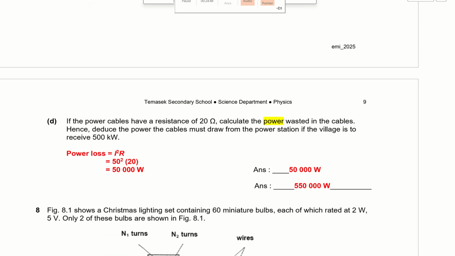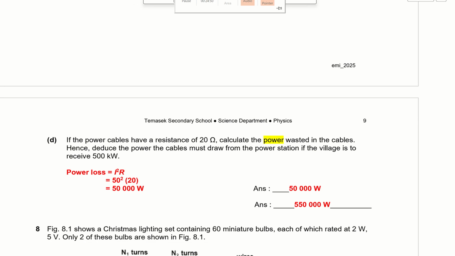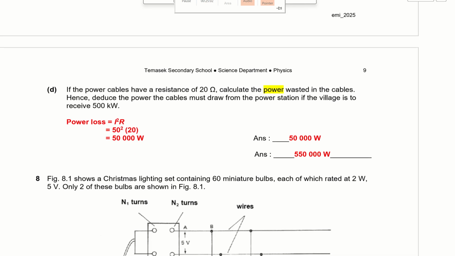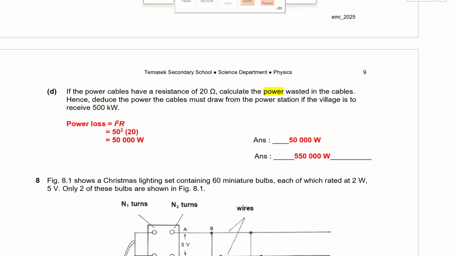Okay, if the power cable has a resistance of 20 ohms, calculate the power wasted in, or transferred to, the cable. Hence, deduce the power the cable must draw from the power station if the village is to receive 500 kilowatts. So basically, we use power loss is P equals I squared R. The resistance, we take it that it is 20 ohms, so it will be 50,000. Okay, so in order to cater to this, we need an additional 50,000. That's why it will be 500 kilowatts plus 50 kilowatts.